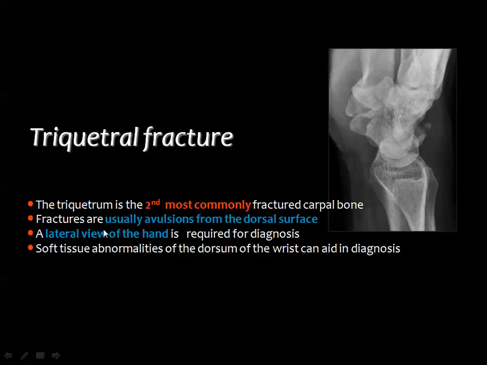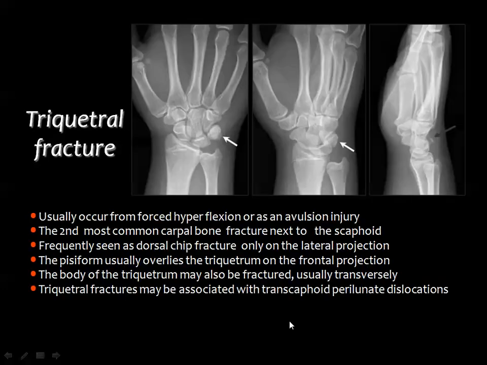And the fractures are usually in the form of avulsion from its dorsal surface. So they are clearly identified in the lateral view of the wrist joint as a chip fragment located posteriorly, and this fracture is frequently missed in the frontal and oblique views. In the frontal view and oblique view, this fracture is usually superimposed by the pisiform. So it is clearly identified in the lateral view.